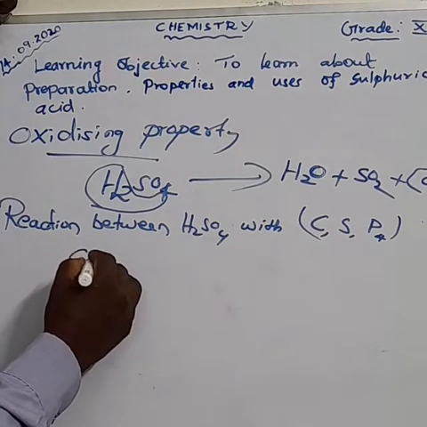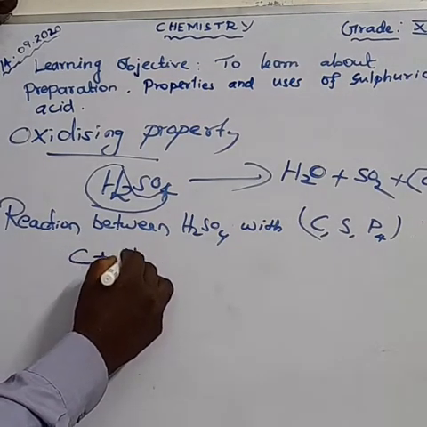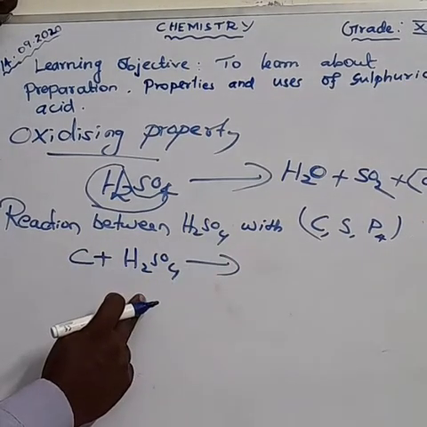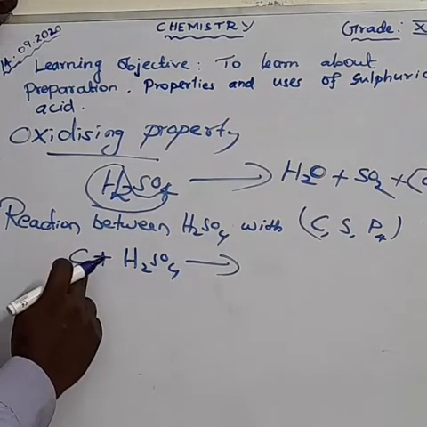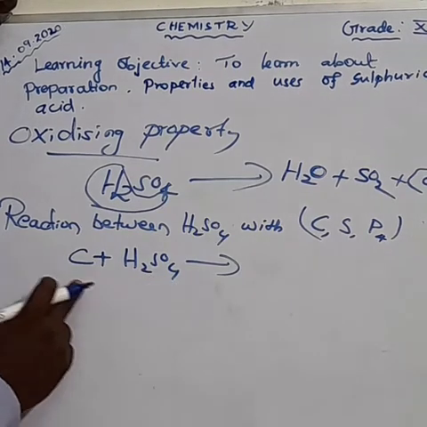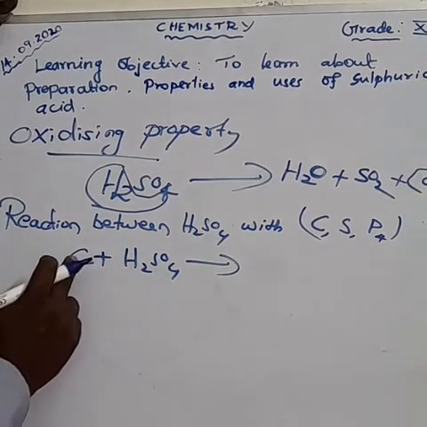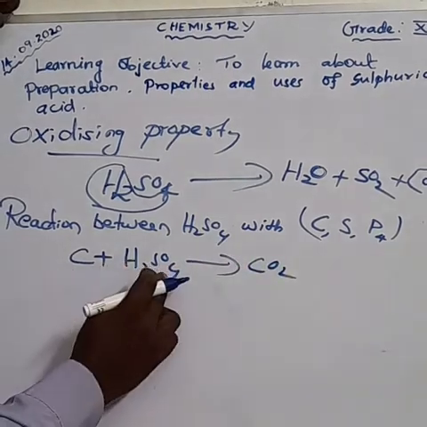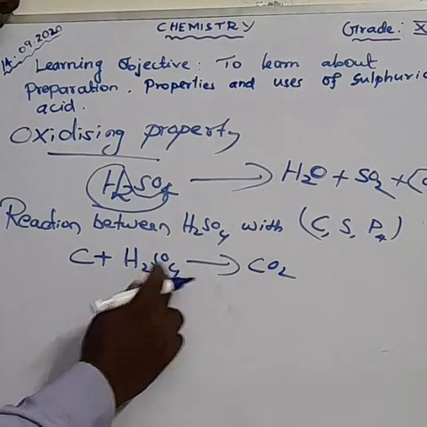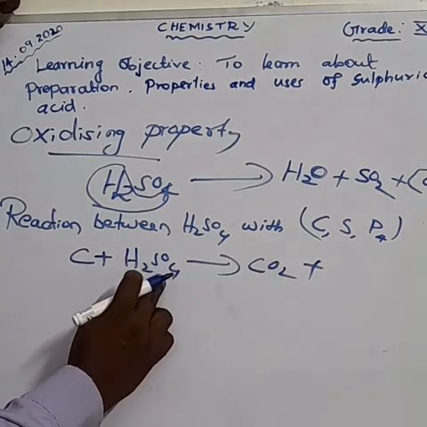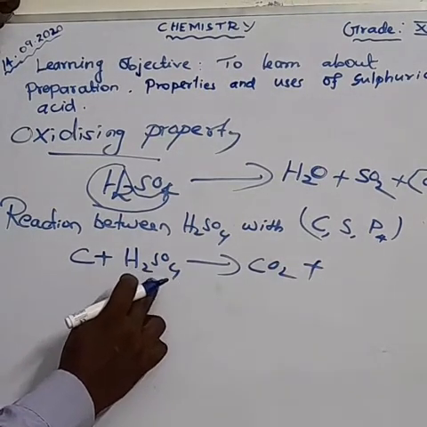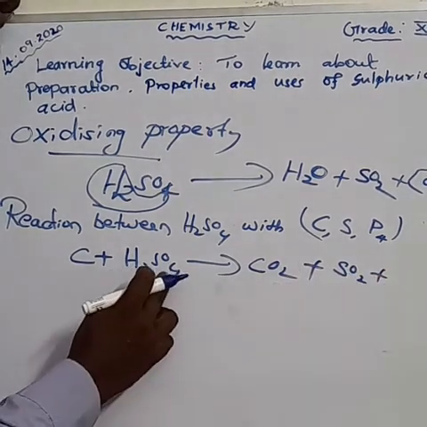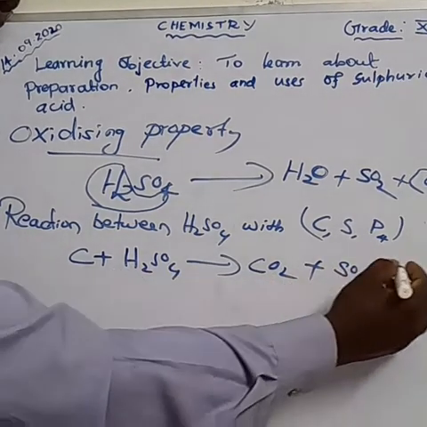Here, carbon reacts with sulfuric acid. The first product is carbon dioxide gas, which is evolved. Which product is gas? Carbon dioxide. C plus O2 is CO2. Clear? And also SO2. Which gas is evolved? SO2. Plus here having hydrogen and oxygen, hydrogen and oxygen form water.